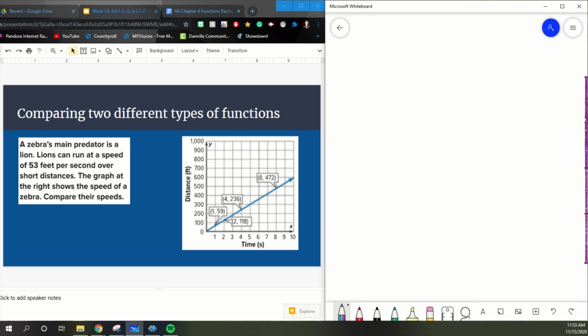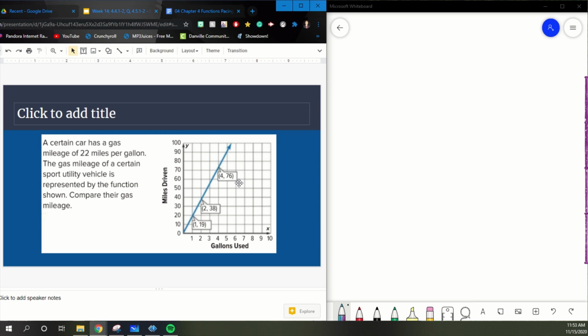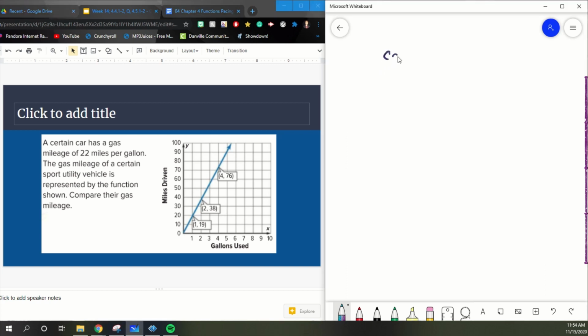So let's take a look at another example. A certain car has a gas mileage of 22 miles per gallon. The gas mileage of a certain sport utility vehicle, or SUV, is represented by the function shown on the graph. Compare their gas mileage. So they've given us one already in words. They said that we have a car that has 22 miles per gallon. So now we have an SUV with this graph and we need to compare it.